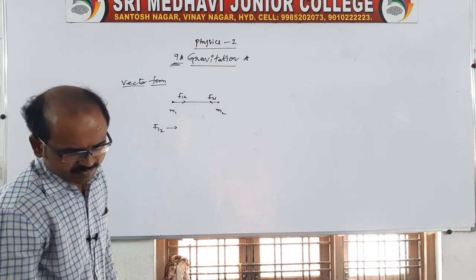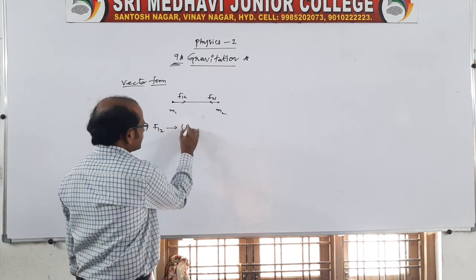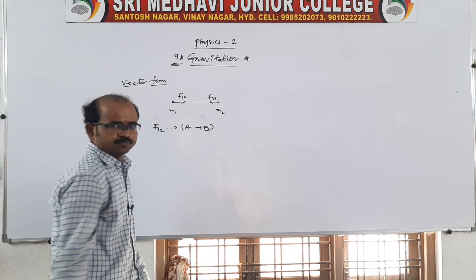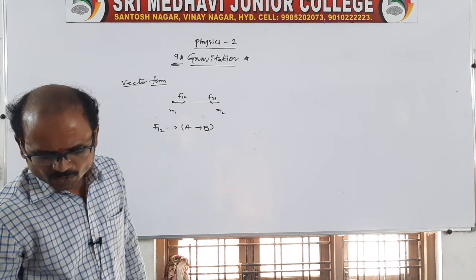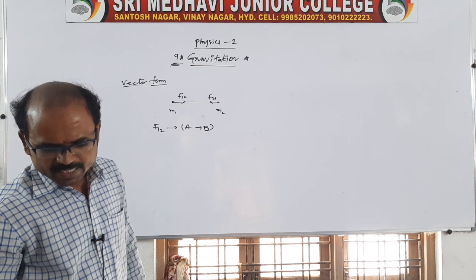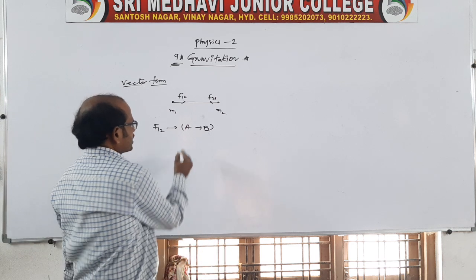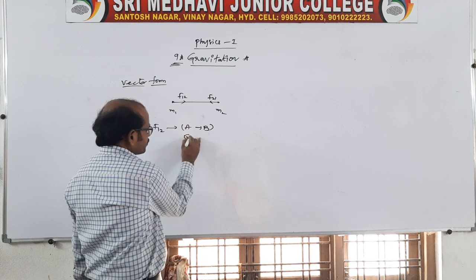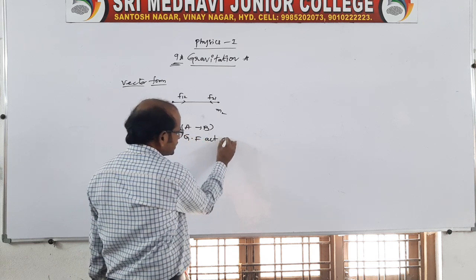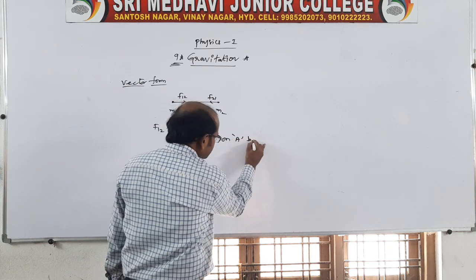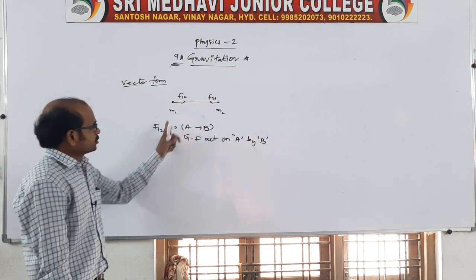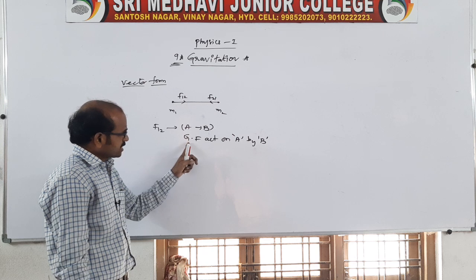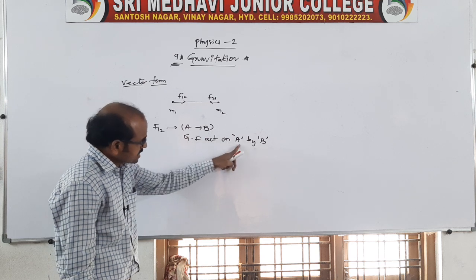F12 in the sense is, we can say A to B. That A to B is nothing but the gravitational force acting on A by B, that is, the gravitational force acting on A by B. This is the information. See, A to B, F12 is simple, it's nothing but what? Gravitational force acting on A by B.